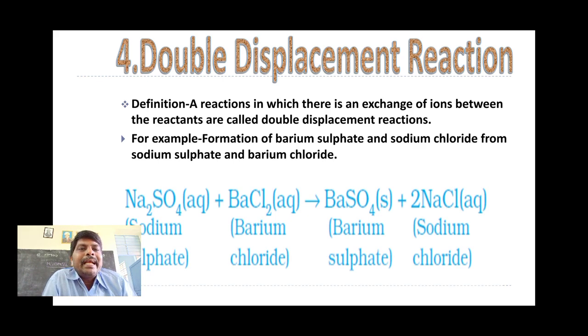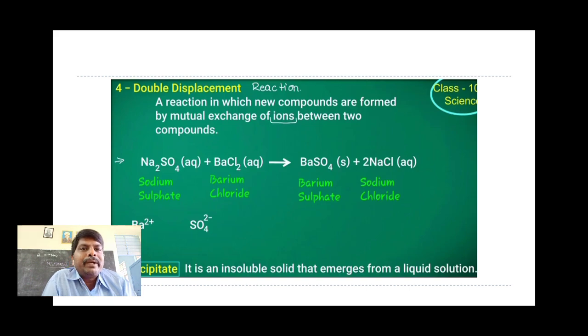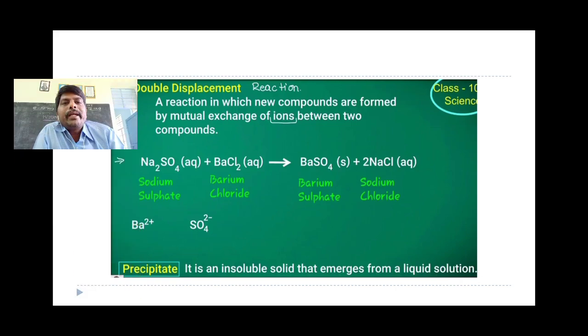Here you can see exchange of ions takes place. Sulfate ion and chloride ions exchanged. So this type of exchange of ions is there, then that reaction is called double displacement reaction. In another way also you can define: a reaction in which new compounds are formed by mutual exchange of ions between two compounds. Same example here also. Sodium sulfate aqueous solution and barium chloride aqueous solution are mixed, then you will get barium sulfate and sodium chloride. Here you will get white precipitate.